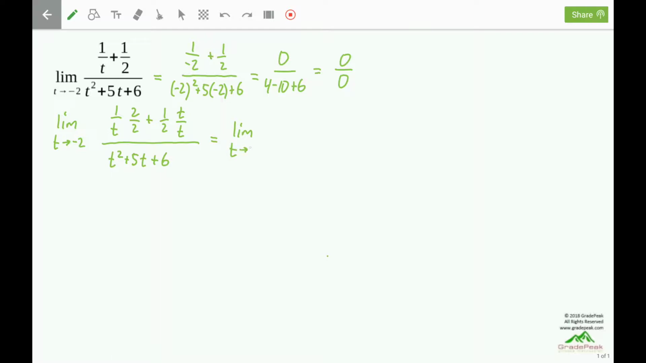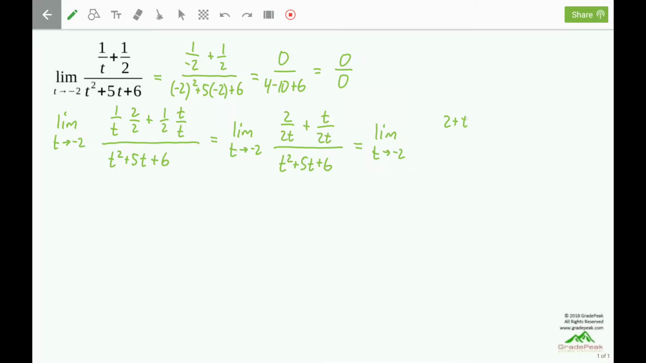The denominator I'm leaving alone for now. In the numerator, 1 over t times 2 over 2 will be 2 over 2t, plus 1 over 2 times t over t will be t over 2t. You multiply the numerators with each other, the denominators with each other. I'm going to leave the denominator alone. We can now combine those two fractions in the numerator over their common denominator.